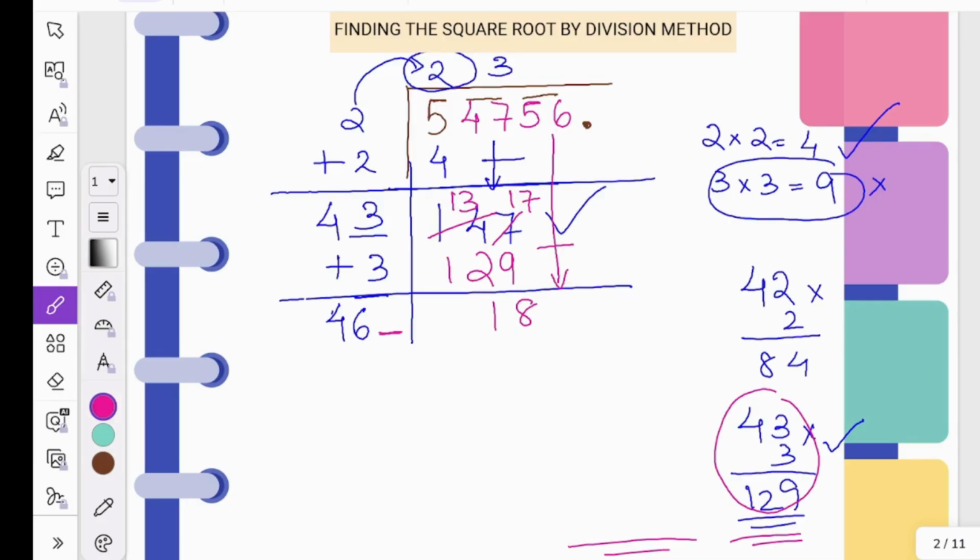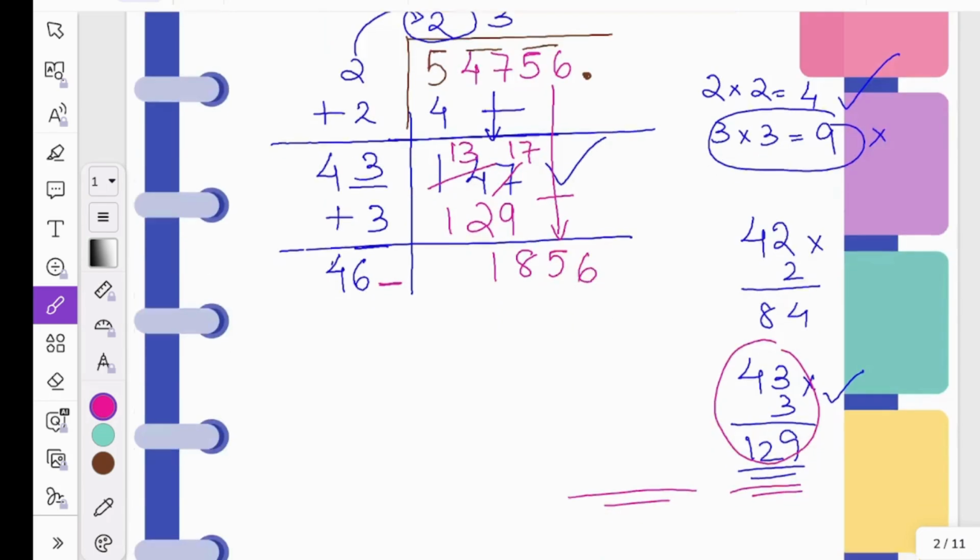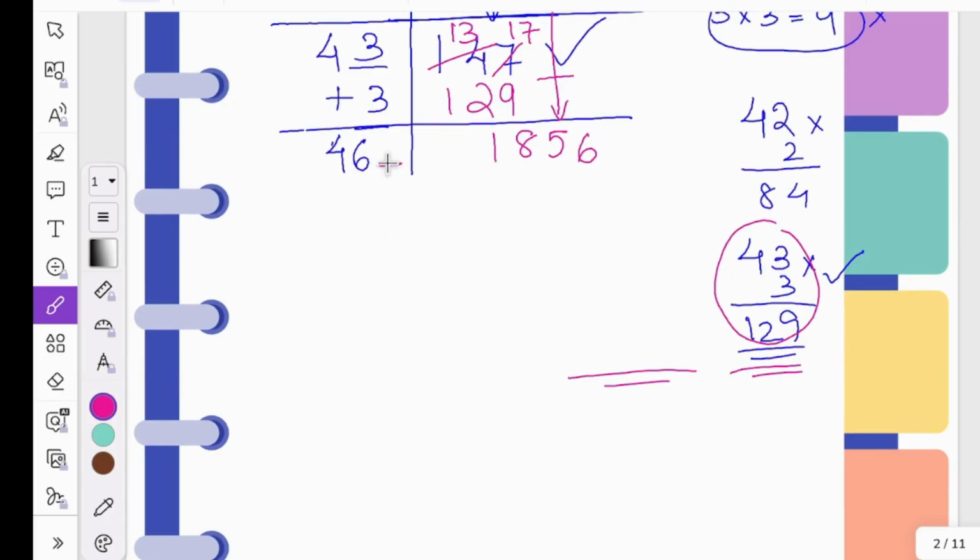The 6 as a pair will come down. That means the new number I am getting here is 1856. Now I have to choose which number I should use here so that I will get a number close to 1856 or equal to 1856. Let me check those numbers.